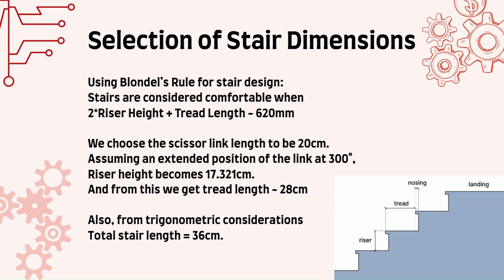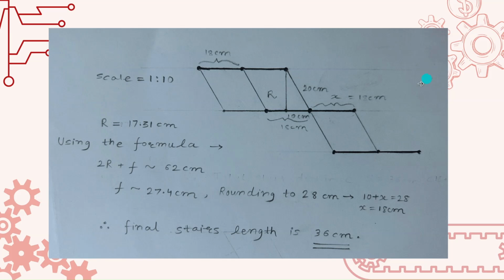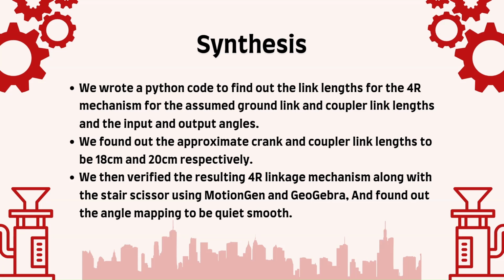Assuming the extended position of the link at 60 degrees, riser height becomes 17.321 cm, and from this we got tread length to be 28 cm. Also, from the trigonometric consideration, we got the tread length to be around 28 cm, from which we got x equals 18 cm and the final stair length to be 36 cm. From here, Tanmay would explain the Python code for the 4R mechanism.